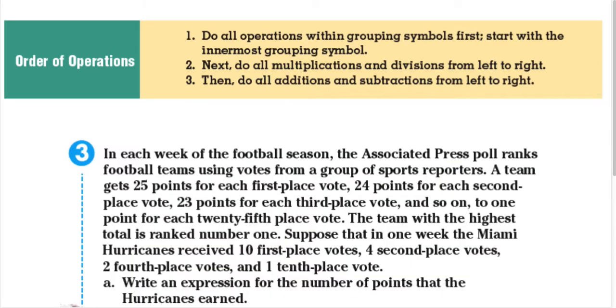Let's take a look at example number 3. Or before we do example number 3, let's summarize the order of operations of what we know so far. Remember we talked about Please My Dear Aunt Sally, and P stands for parentheses. Do all operations within grouping symbols first. Start with the innermost grouping symbol, meaning to say if you have different grouping symbols, you need to simplify what's inside before you start going out to the bracket.